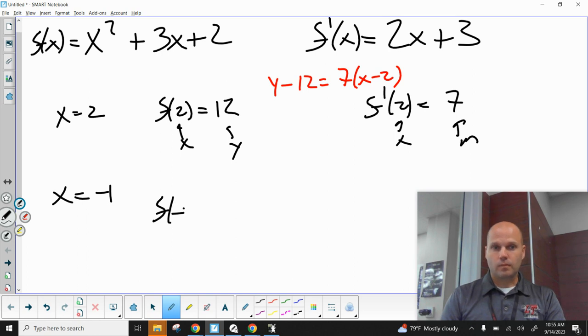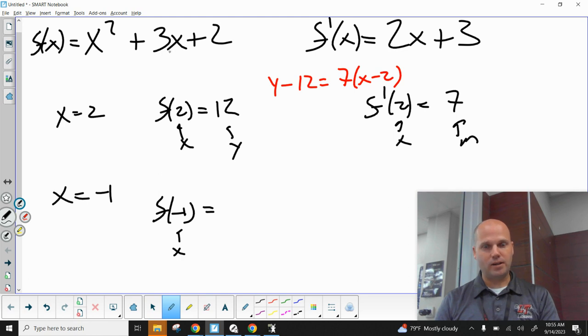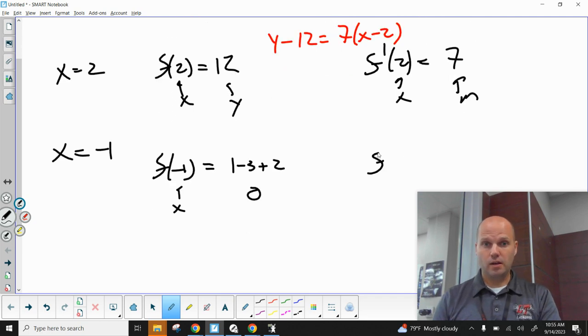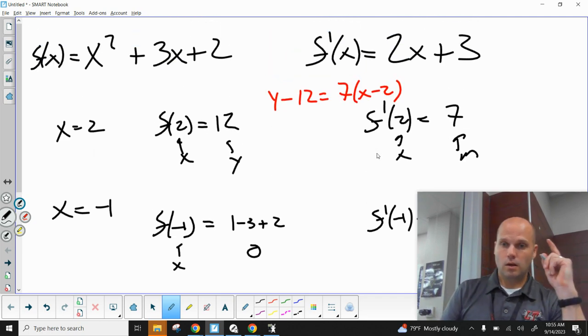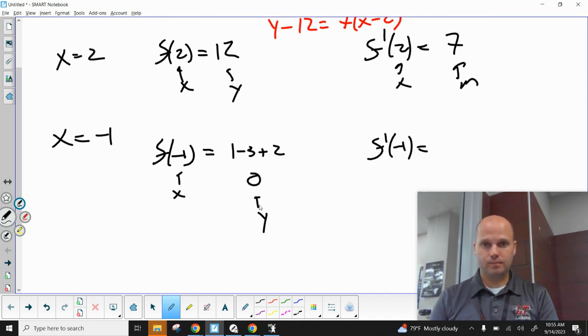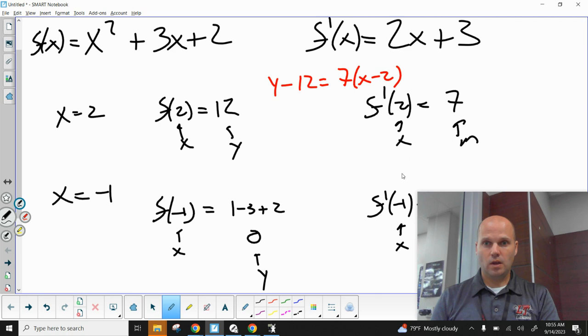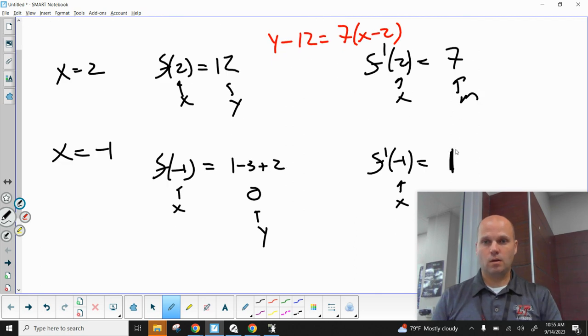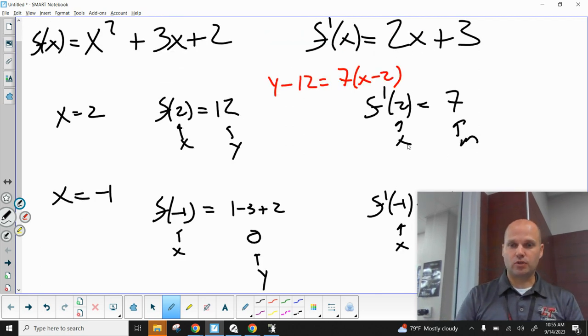One more. If I ask you what's going on at negative 1, well, plugging this x into f gives me a y, a location on a graph. So I got 1 minus 3 plus 2, which is 0. Cool. Plug x into f prime, you get an m. Two times negative one plus three. That's an m.